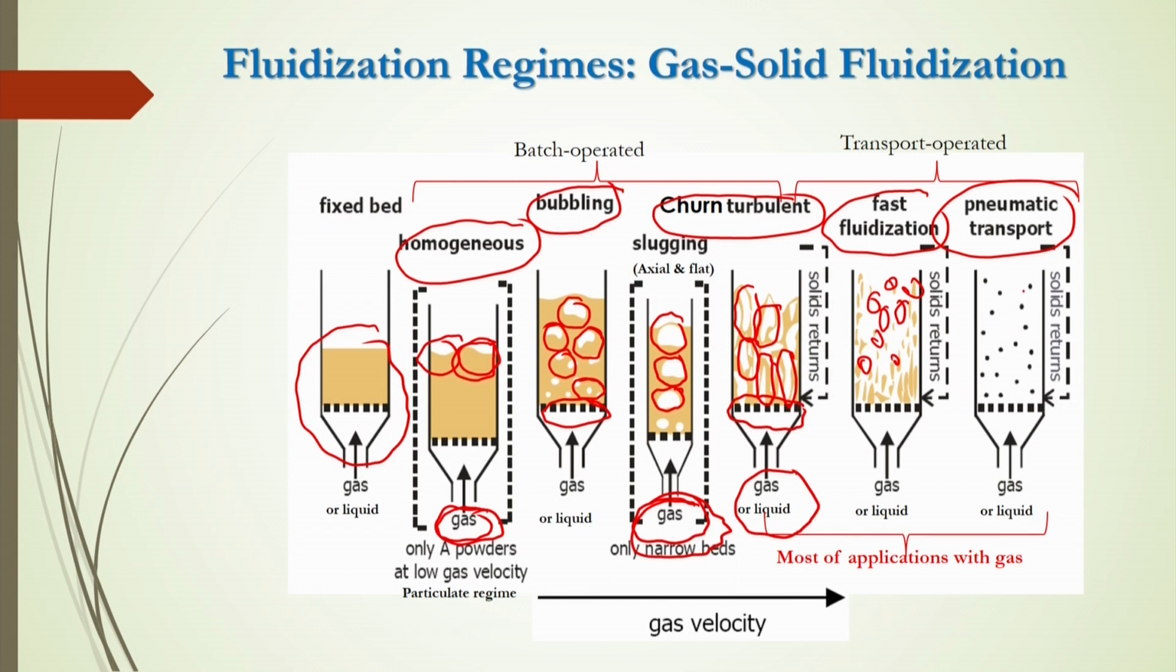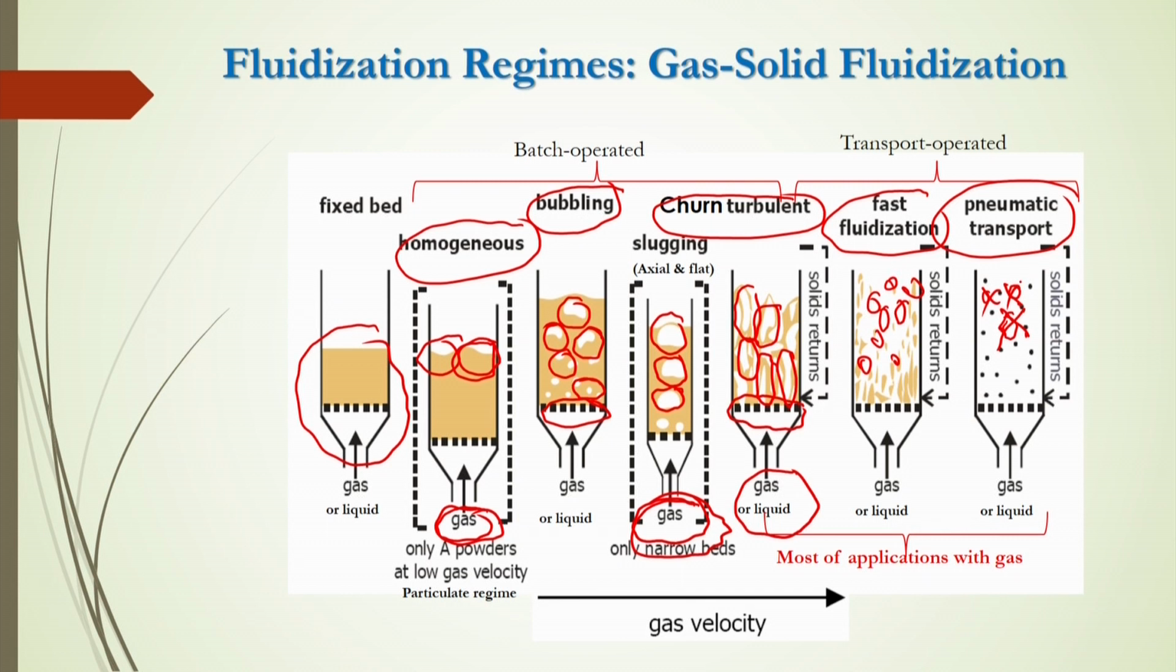So, in pneumatic transport there will be no bubble formation, specifically shape of bubble formation will not be there, okay, and there will be a very dilute concentration of solid particles, and it will be flowing up immediately. So, in this case the velocity should be at least 20 times larger than the terminal velocity of the fluidized bed inside the bed. So, here you can get that from the fixed bed we can get different fluidization or different fluidized regimes like homogeneous, bubbling, churn turbulent, fast fluidization, pneumatic transport.